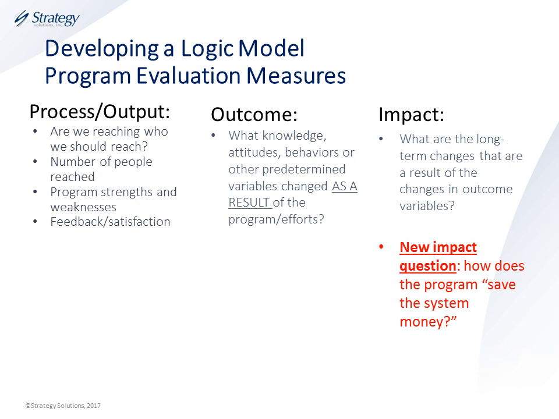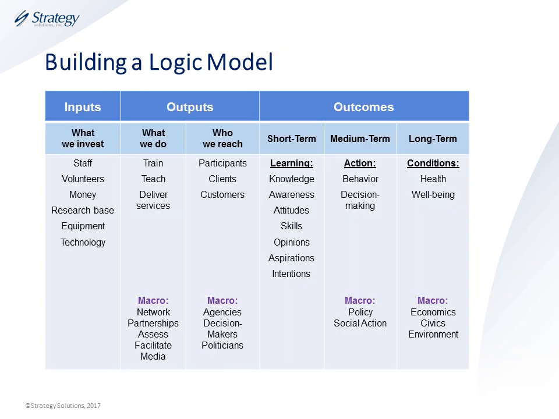Here is my cheat sheet, this one right here, to build a logic model. And this is sort of the generic version of any logic model that can be used. And I like it for that reason. The inputs are the things, what we invest. It's staff, volunteers, money, equipment, technology, the research base. Our outputs are the activities, what we do, and who we reach.